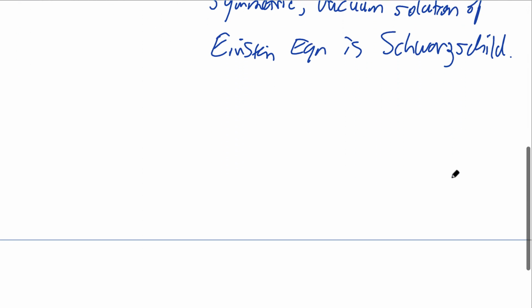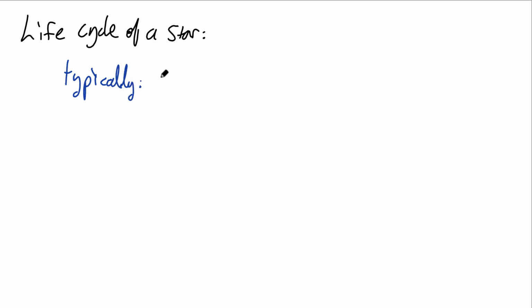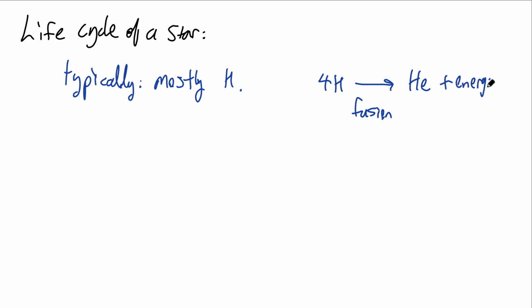Let's take a few minutes to recall the life cycle of a star. So a typical star is made mostly of hydrogen. And the star will burn hydrogen. It will fuse together 4 hydrogen atoms to create a helium nucleus, and in the process release energy. And this energy supplies the thermal pressure that holds the star up and prevents it from collapsing under its own weight, under its own gravitational pull.